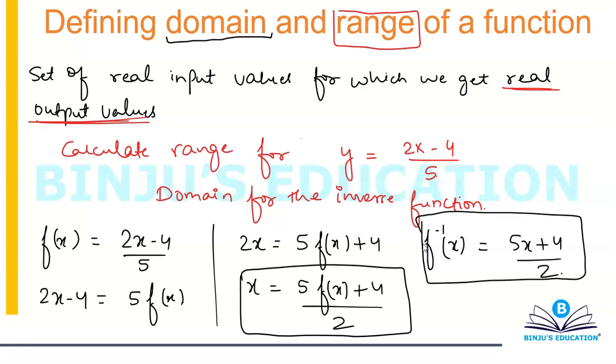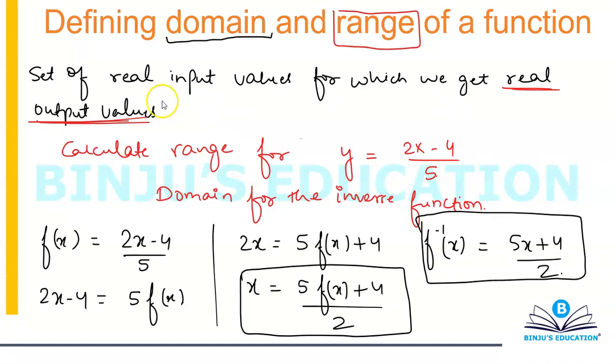Now calculate the domain for (5x plus 4) divided by 2. That will become the range for (2x minus 4) divided by 5. So let's do that.